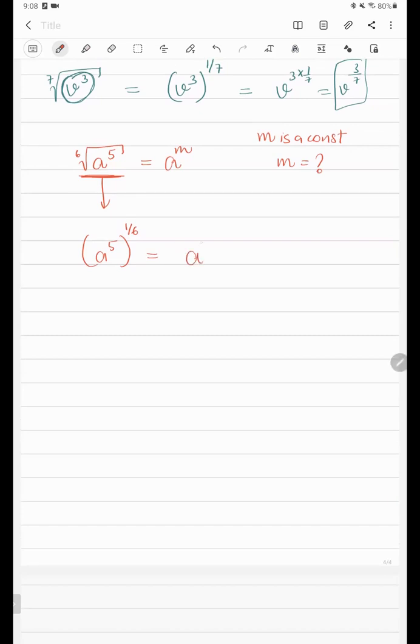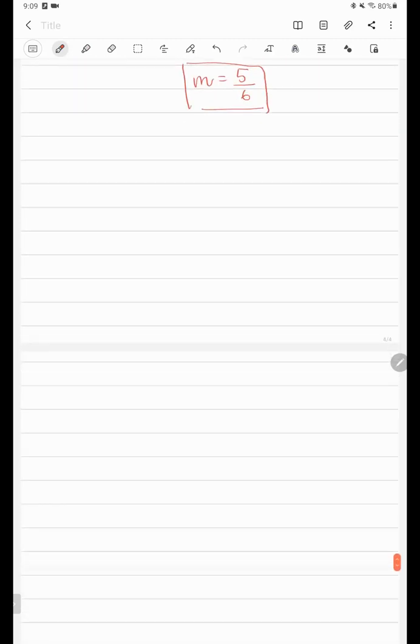So this is a to the power 5 by 6, right? And that's what we want to find out. We said that this is equal to a to the power m. So what is the value of m now? Ma'am, 5 by 6. Yes. So m is equal to 5 by 6. Is it clear for everyone? Yes, ma'am. Okay. Thank you everyone for responding. All right. So let's move on.